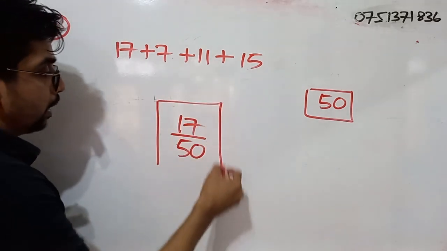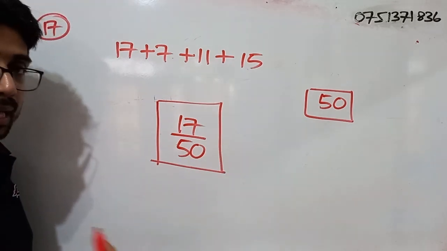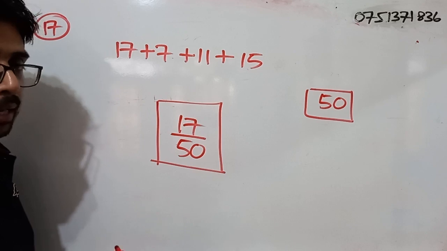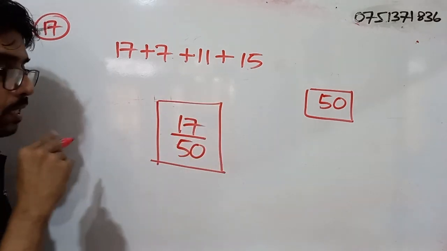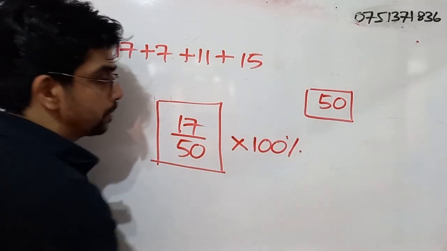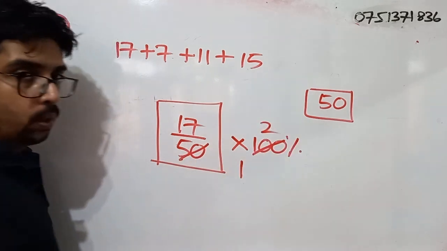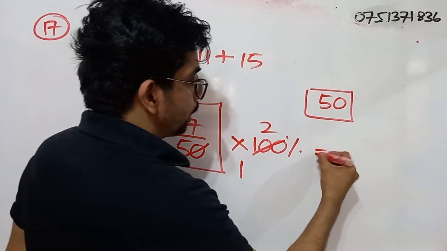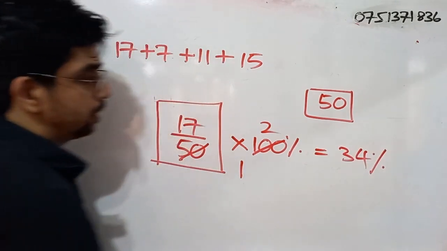So 17 out of 50 people like the sports bag. Now we can convert this information into a percentage. So simply what do we need to do? We have to multiply this by 100%. So 50 times 1, 50 times 2. 17 into 2, what is that? 34. Don't forget the percentage symbol.